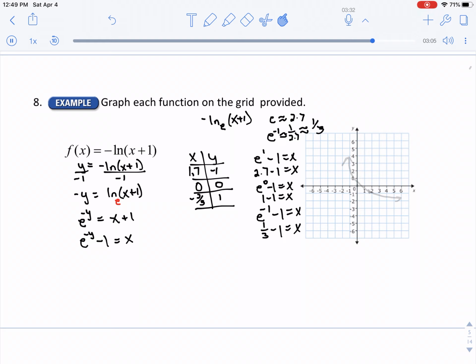Now that we've got our t-table completed, we're ready to graph, and we've got 1.7, which is a little bit smaller than 2, and negative 1, so there's my first value, and then 0, 0, and then a negative 2/3, 1, which is right about there, and there is my exponential, my log function really, and its decay, and that's the answer.